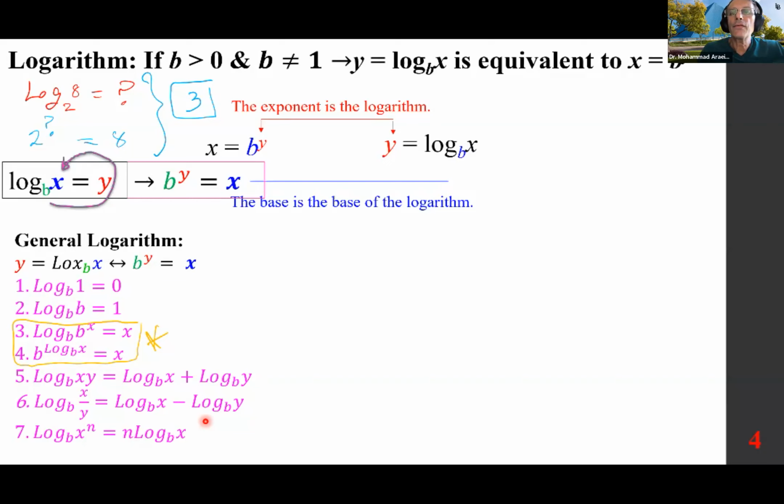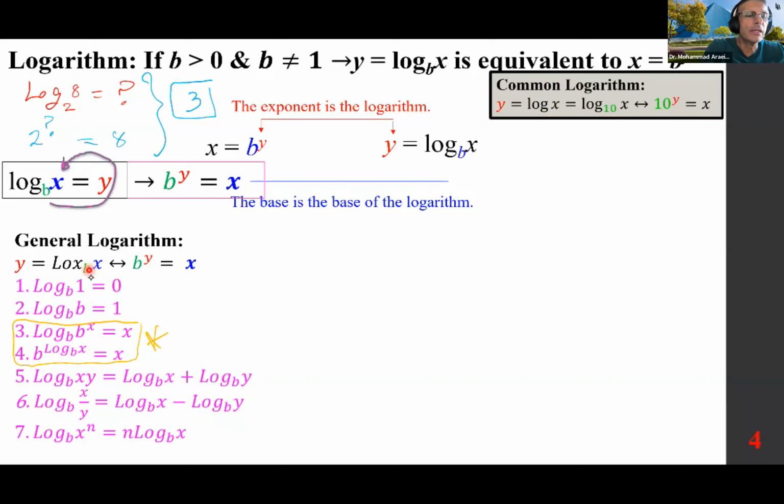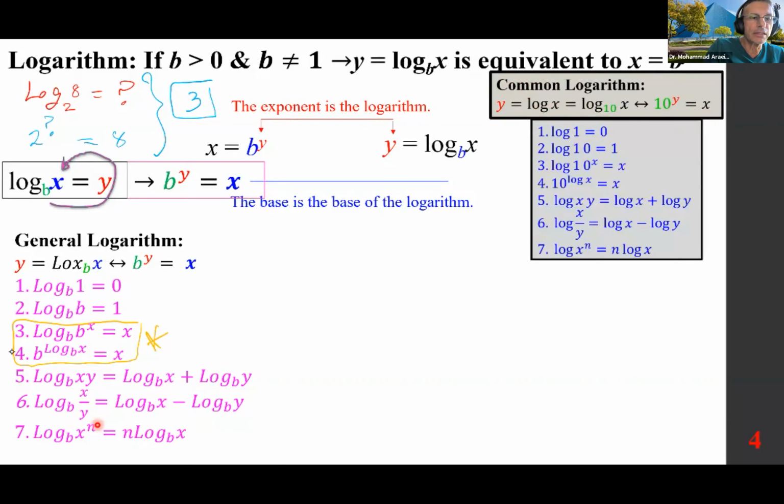Now, if we change the base to number 10, we don't write the base and the name is common log. So anytime you see log missing the base, that means the base is 10. And this means 10 to the power of y equals x, which gives rise to the following properties. Again, this is a general case, this is a specific case. So log 1 is 0. You don't have to write the base.